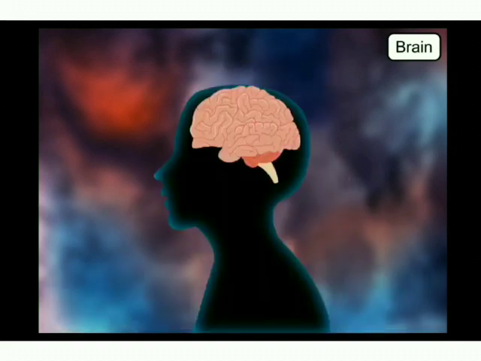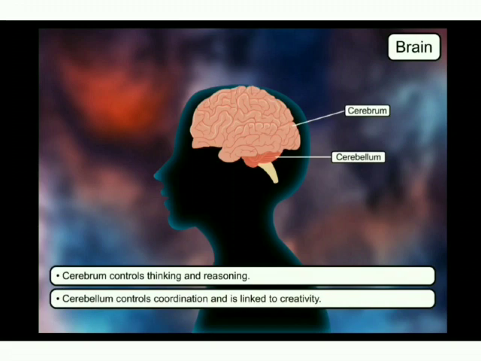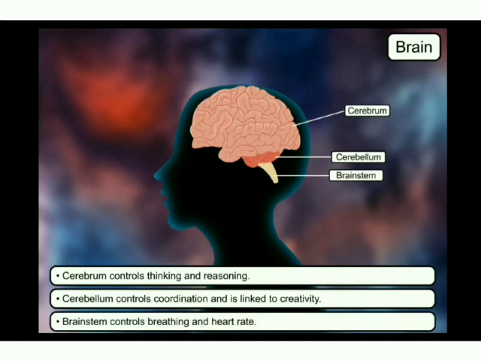The brain is divided into sections. The cerebrum collects information from all sense organs and controls thinking and reasoning. The cerebellum is responsible for coordinating body movements, balance, and posture. It is a center responsible for creativity. Below the cerebellum lies the brain stem. It connects the brain to the spinal cord. It controls breathing and heart rate.